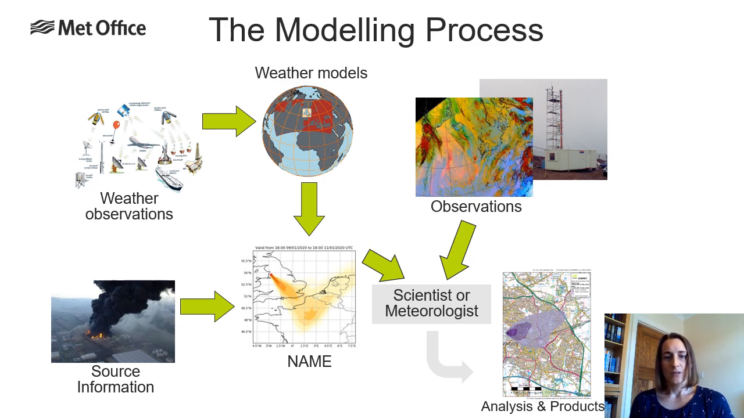The model then runs, and you as a scientist or one of our operational meteorologists can then use that model output combined with other information they might have about an event or an incident, so observations, whether that's satellite, potentially measurements from a tall tower, other sources of observations and monitoring data, to do your analysis and to create whatever products or graphics or data that you're interested in.